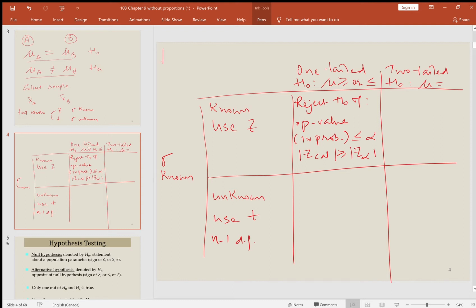For example, if I say what is the absolute value of 2, it is 2, but what's the absolute value of minus 2, it is also going to be 2. So you basically take away the negative sign. Okay, now if you're using t, it's similar.